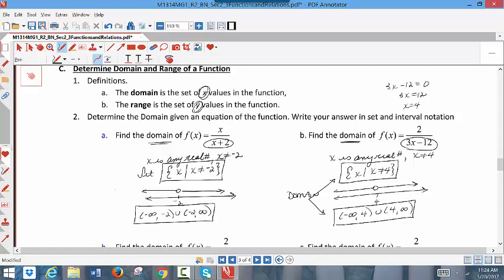This is true on the first example. These two are the same thing. They're giving you the domain. One is in set notation and one is in interval notation.